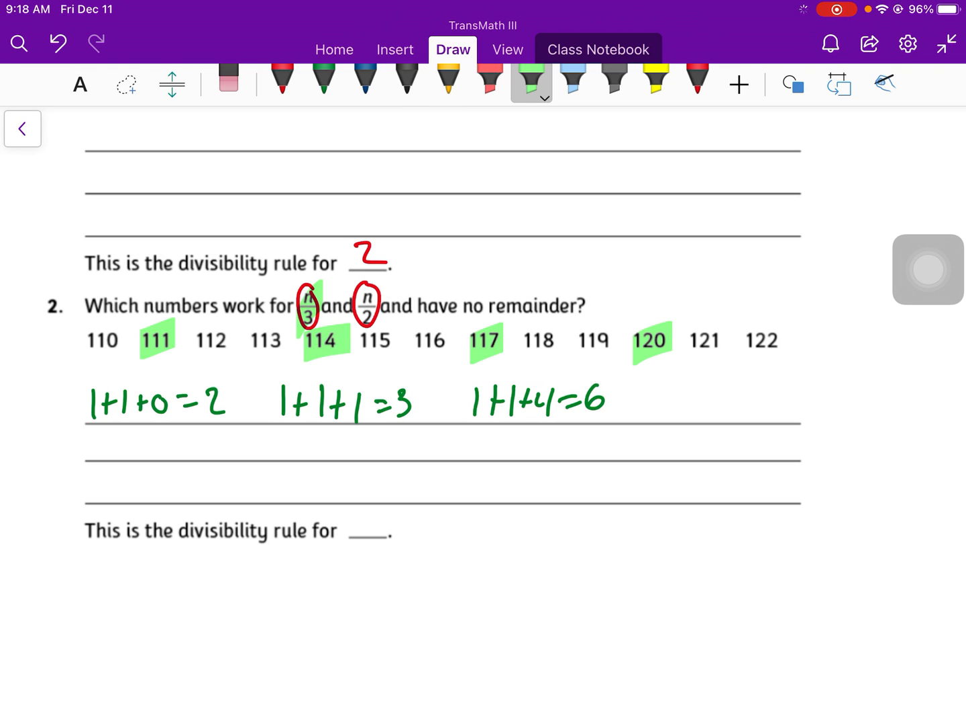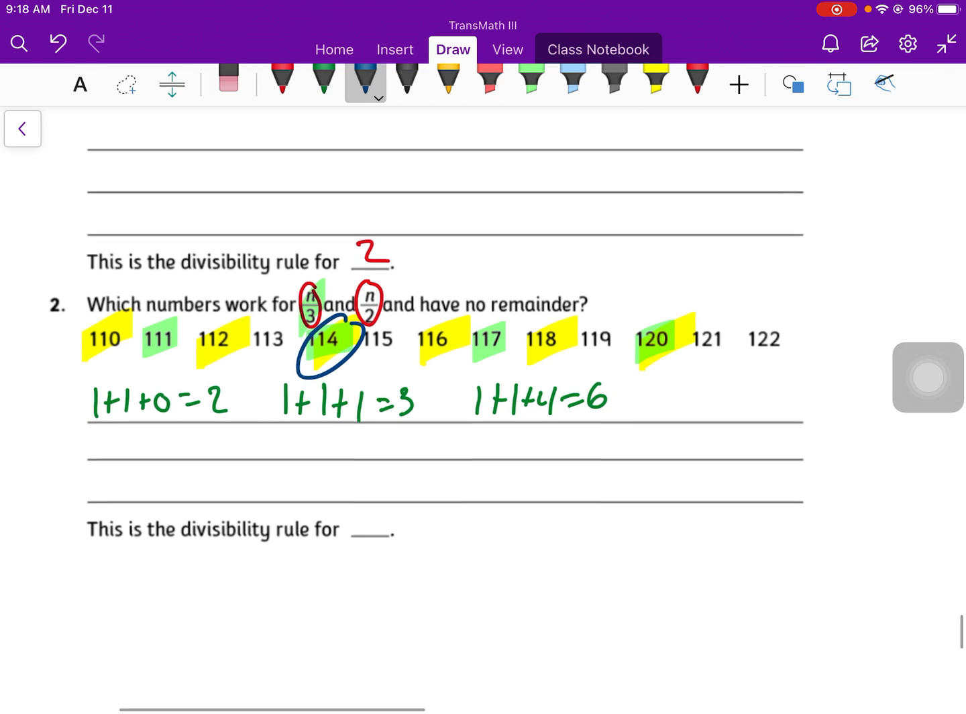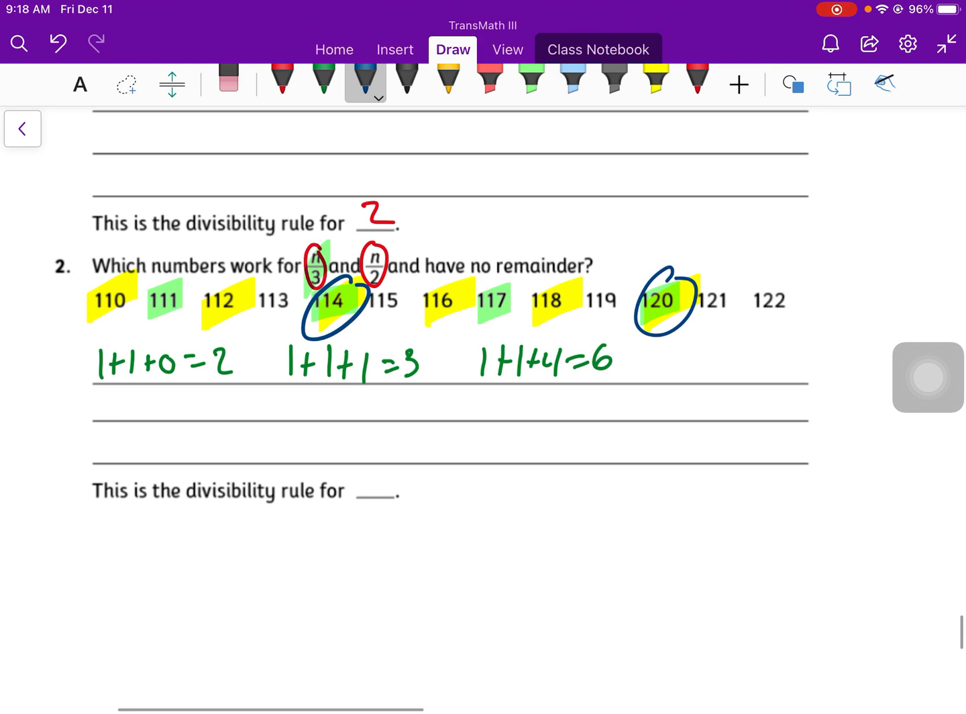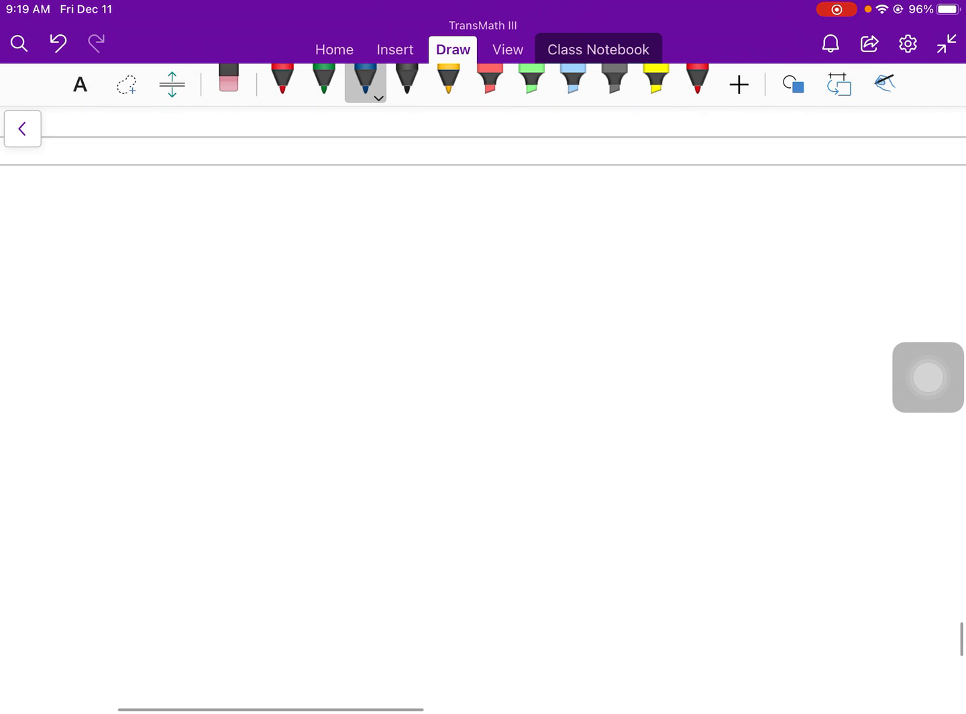But that's not all of the things I needed to do. Now I also need to highlight the ones that I could divide by 2 with no remainder, which would be these ones. So which numbers did I highlight both times with both green and yellow? 114 and 120. This is the divisibility rule for 6. If you can divide a number by 3 and by 2, that means you can divide by 6.